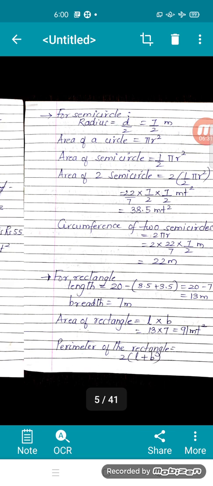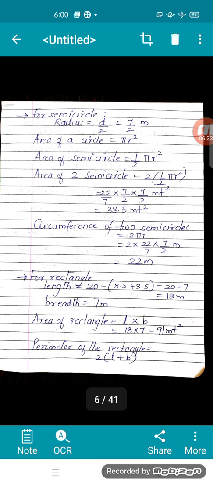Let us start now. For the semicircle, radius is equal to diameter upon 2, that is 7 upon 2 meter. So area of a circle will be pi r square. Area of a semicircle will be half of it. So area of two semicircles will be 2 into half pi r square.